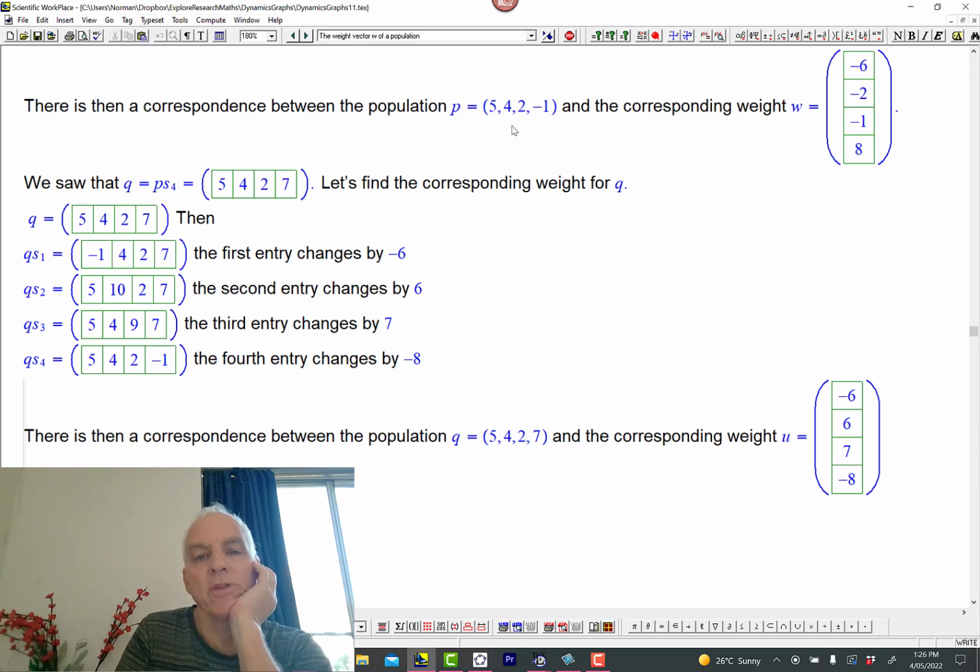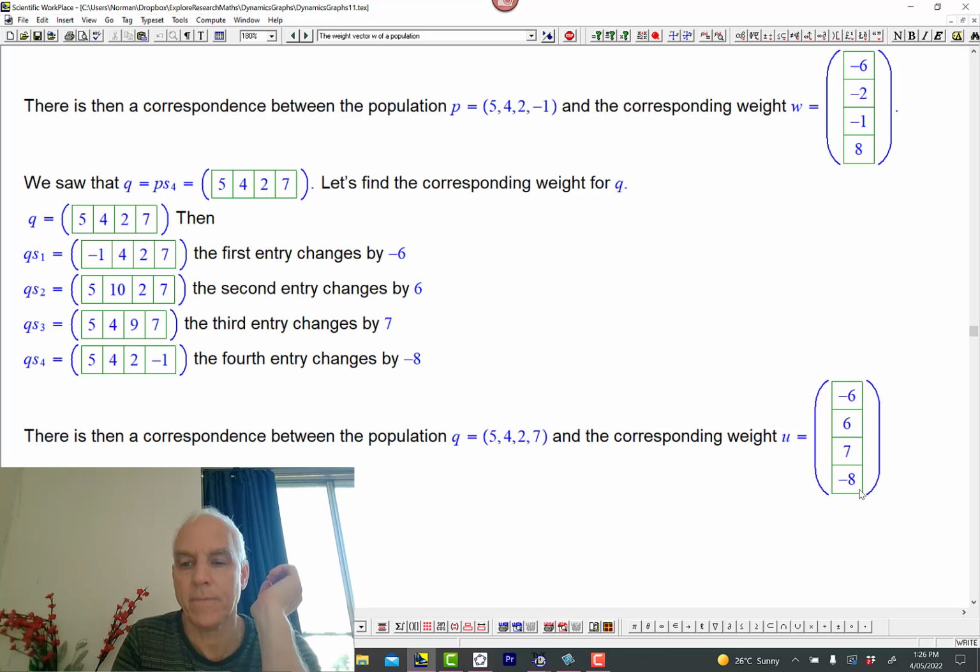So we started with the population P, and here was its corresponding weight vector. And then we applied, what did we actually apply? We applied S4, right, to get from P, the population P, to the population Q. So that changed the fourth entry, okay? Now let's have a look at what happened to the corresponding weights. The corresponding weight went from W -6, -2, -1, 7 to -6, 6, 7, -8. What's the relationship? Can you see a relationship between this vector and this vector? What's actually happened?